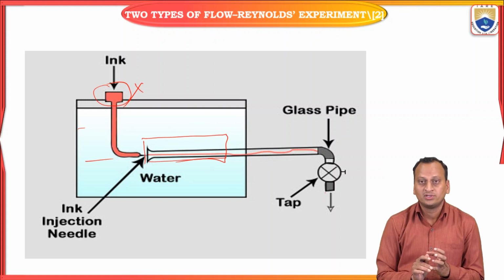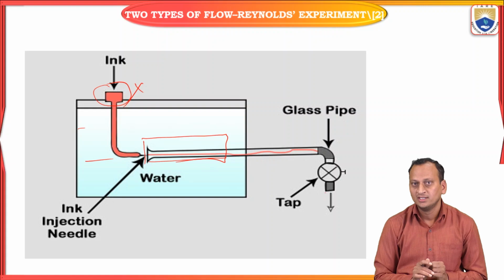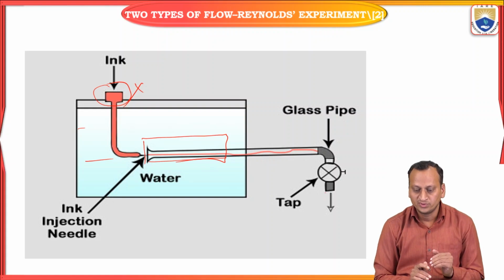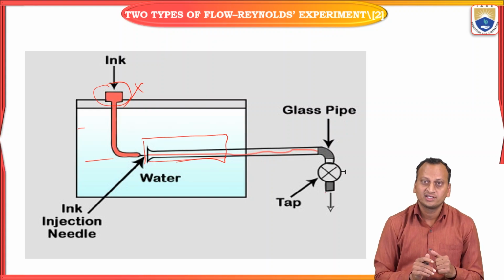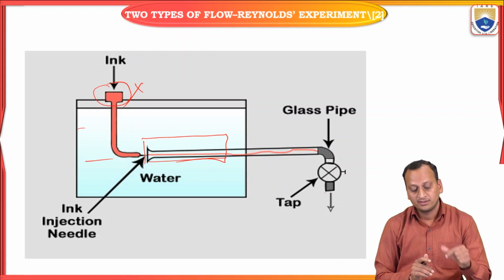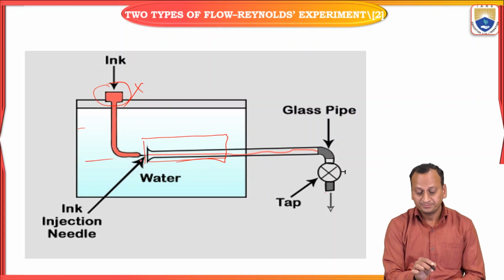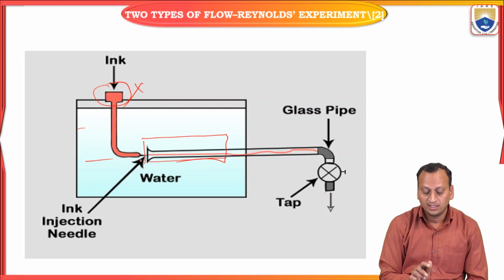In the case of laminar flow only, the liquid particles will move without disturbing other fluid particles or other fluid layers. Then only you can visualize the different color fluid as a straight line.